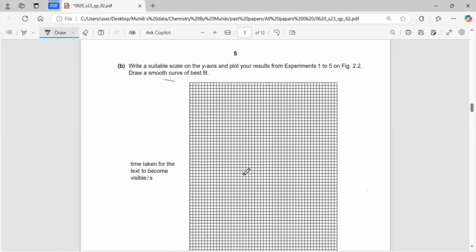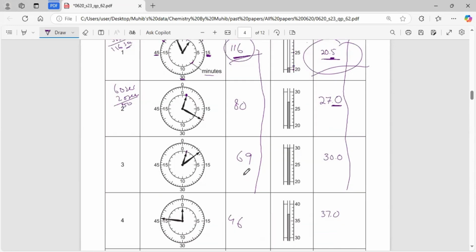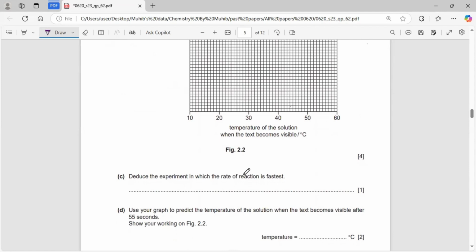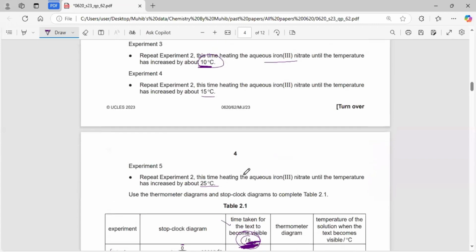All right. So I hope you are going to make the plot. You are going to make the smooth curve using the values that we have just noted down over here, right? There is no rocket science in plotting this graph. Now, deduce the experiment in which the rate of reaction is the fastest.